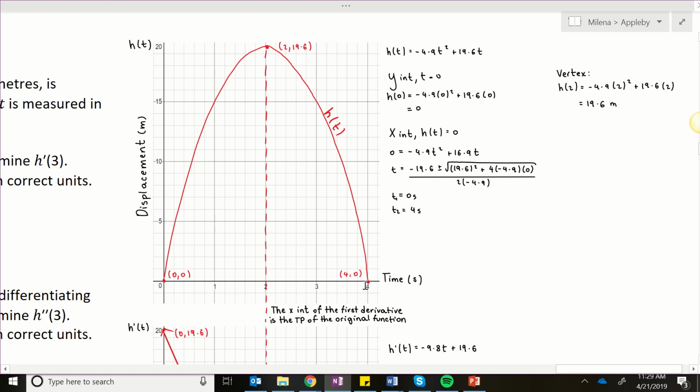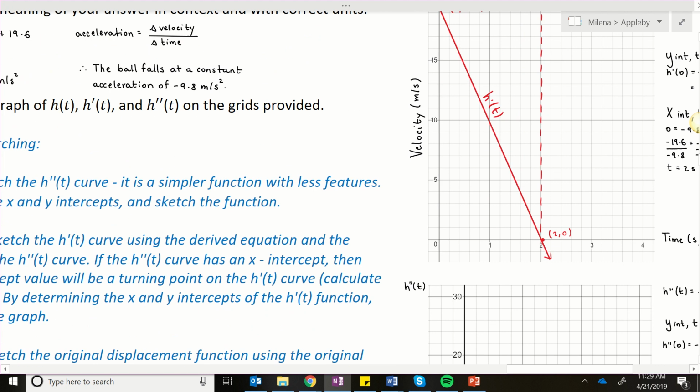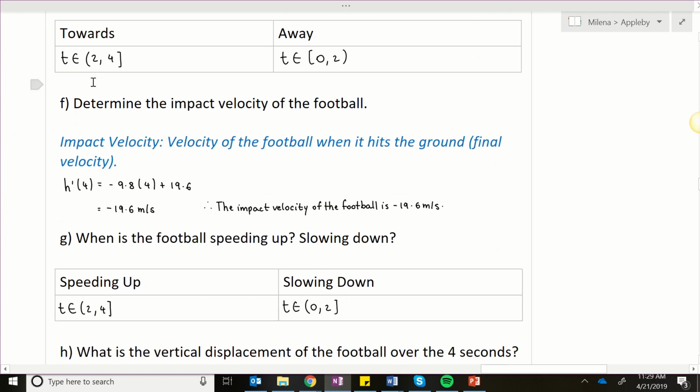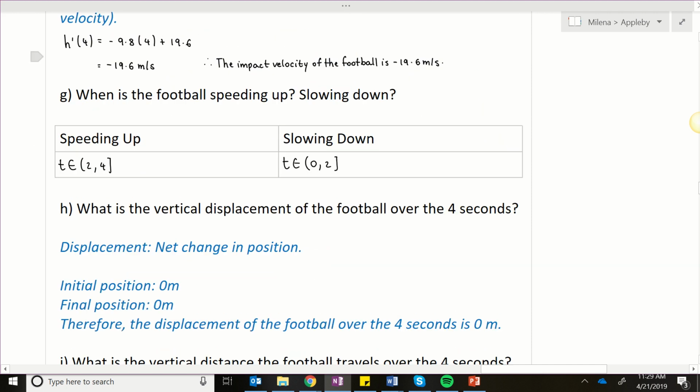So to determine the impact velocity, we simply need to substitute this time of 4 seconds in our velocity equation. So I did that here using my derived equation to get a value of negative 19.6 meters per second. Now you notice that the value of the velocity is negative because this is the impact velocity. It has reached the ground. It is moving towards the ground. So that is my direction in this case. It is negative because the initial direction was moving away from the ground when we kick the ball up into the sky. So when it reaches back to the ground, it is a negative velocity because we've switched directions.